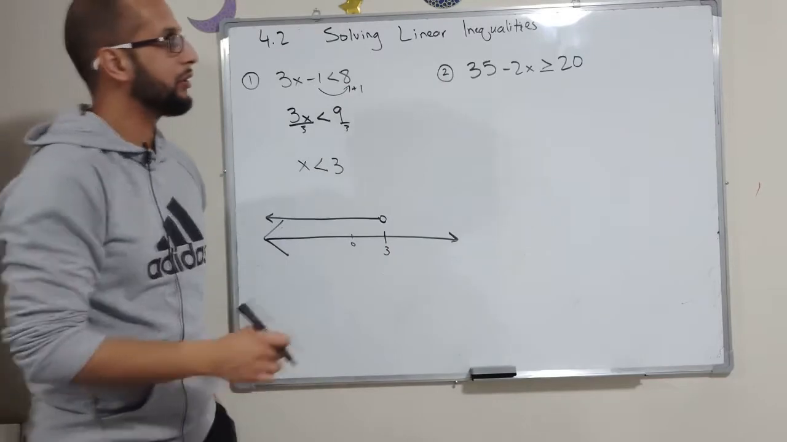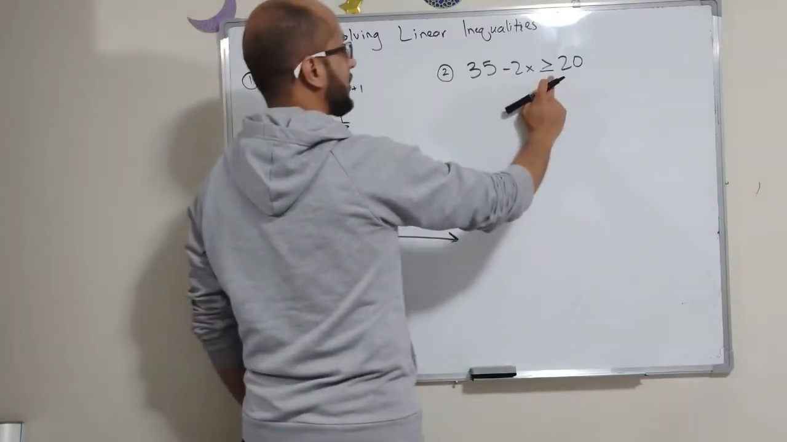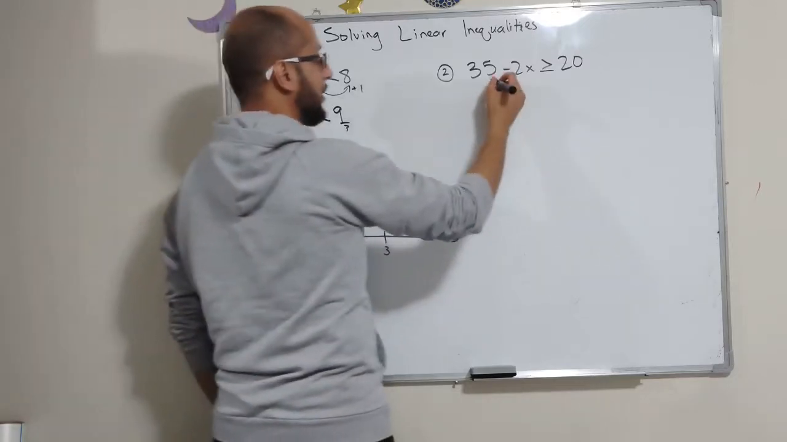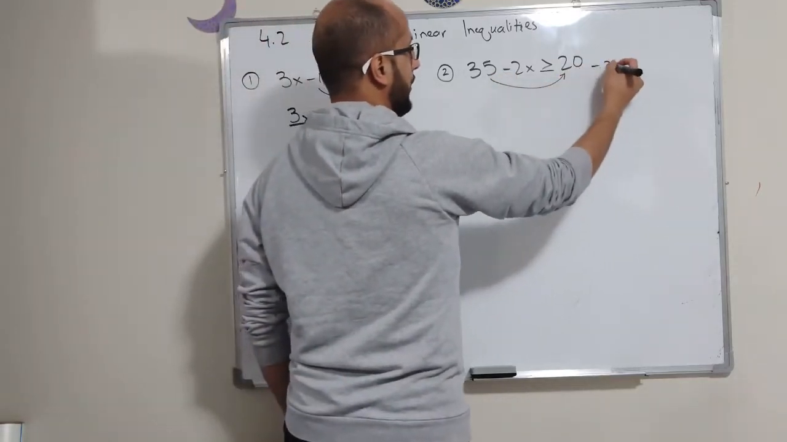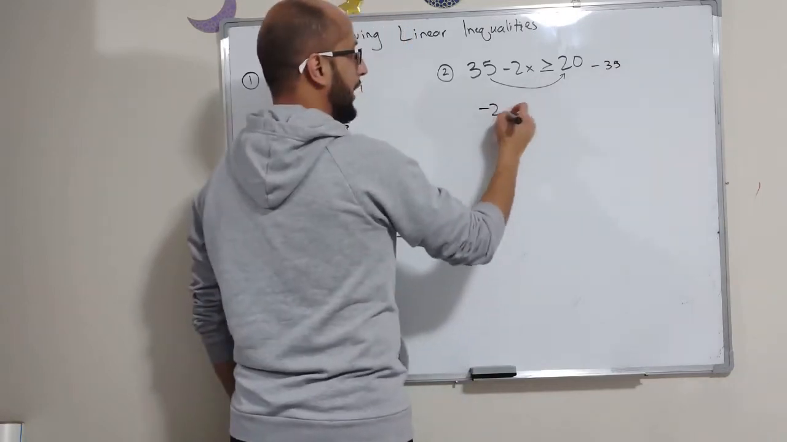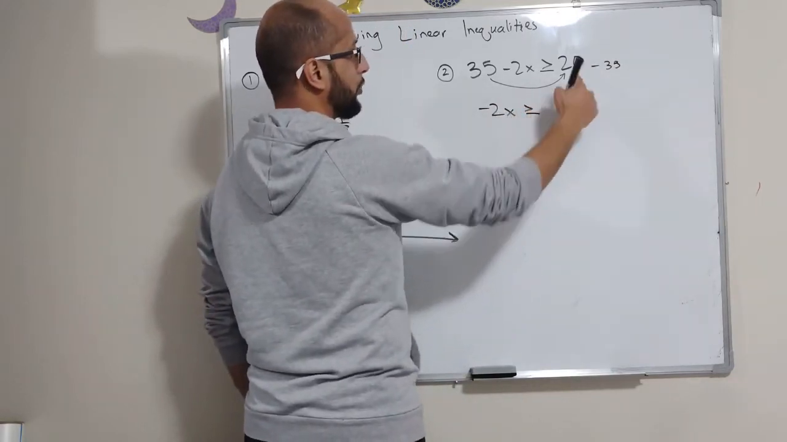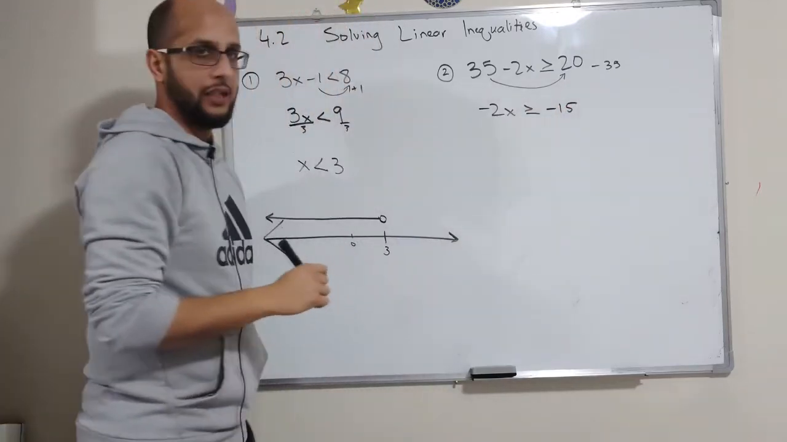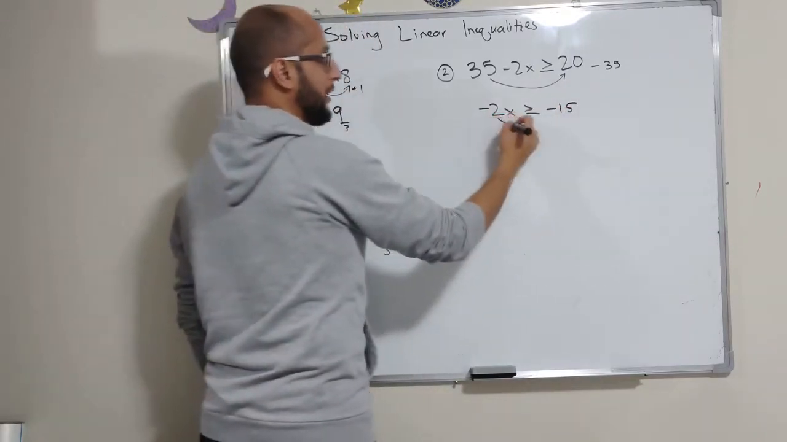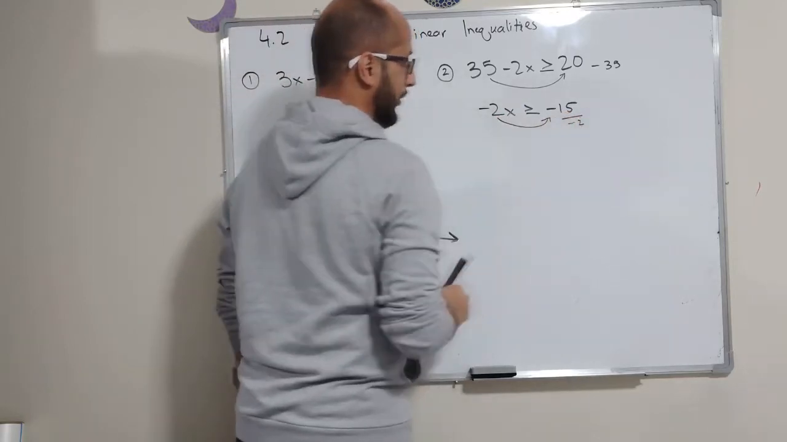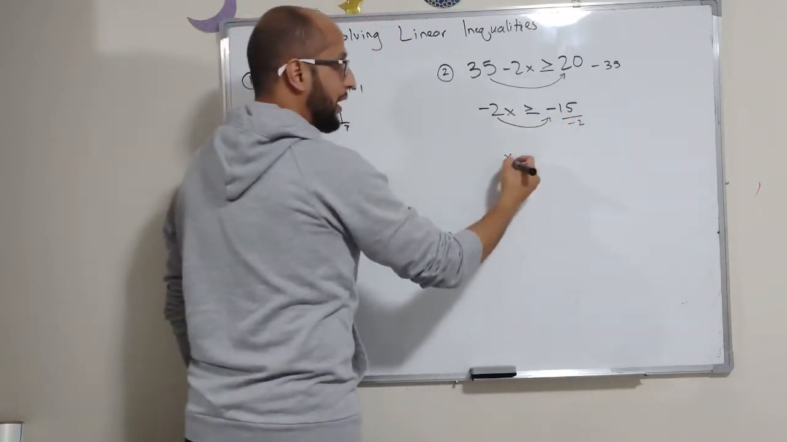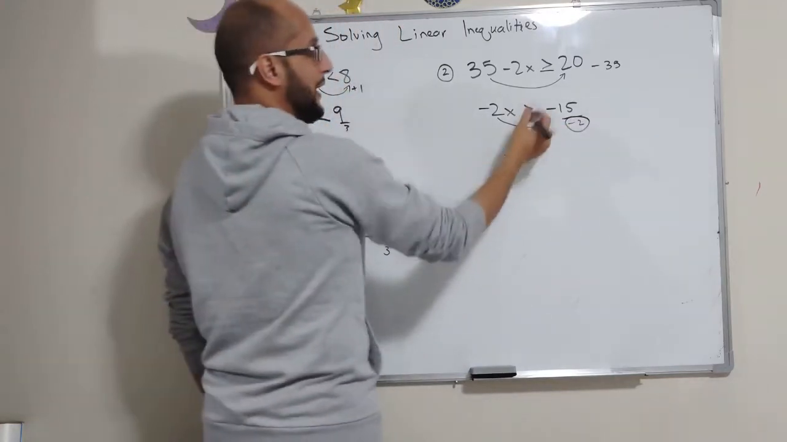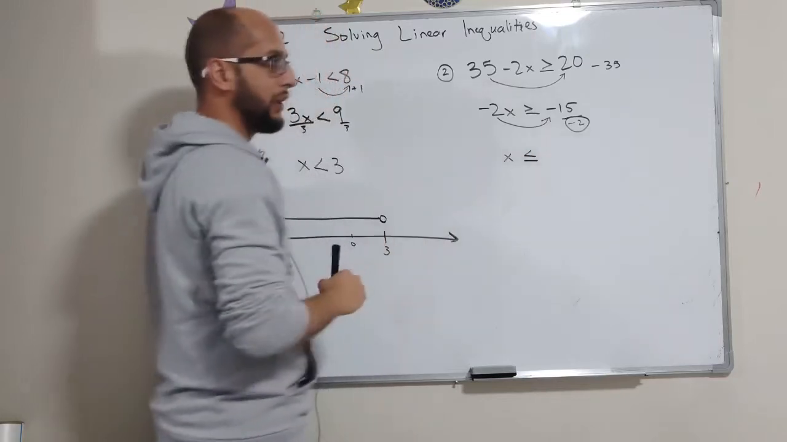Let's go to our second example. 35 minus 2x is greater than or equal to 20. In order to solve this, we'll go through the same process. Let's take 35 to the other side and subtract. So we'll have negative 2x is greater than or equal to 20 minus 35, which is negative 15. Next step, I'm going to take the negative 2 to the other side and divide by negative 2. Now, because I have divided by a negative number, my inequality flips.